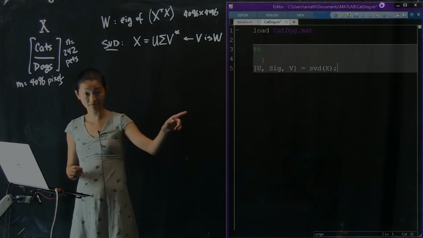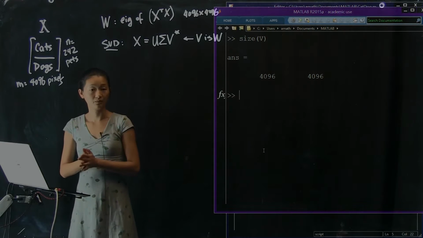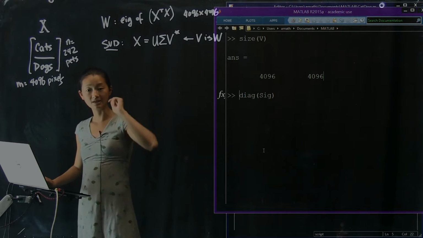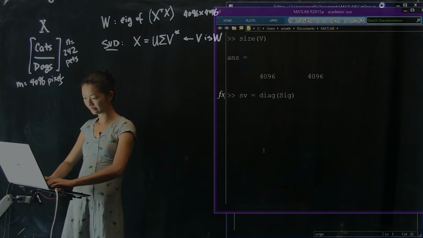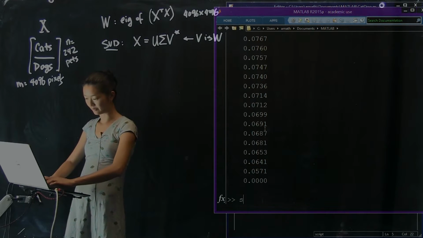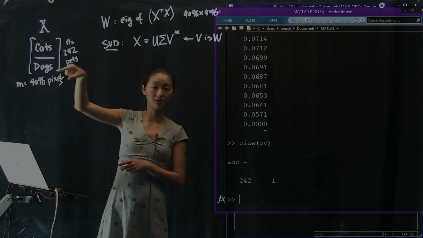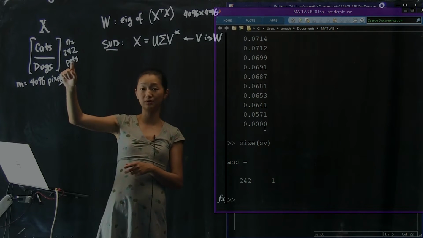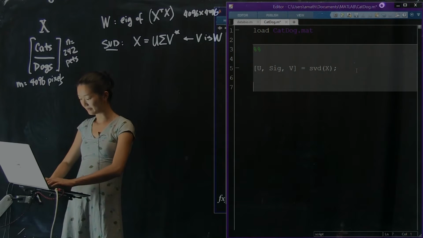Let's check the sizes of these matrices to make sure that we know what's going on. I have size of V, which is M by M, exactly like we think it should be. That's good. Then if we take the diagonal of sig, remember sigma is a matrix that is all zeros except on the diagonal, which contains the singular values. I'm going to put the singular values in the diagonal of sig, and then check the size of the singular values. There's 242 of them. That's exactly right, because the smaller of these two dimensions determines the number of singular values you have. In this case, because 242 is smaller than 4096, we end up with 242 non-zero singular values. So that's good.